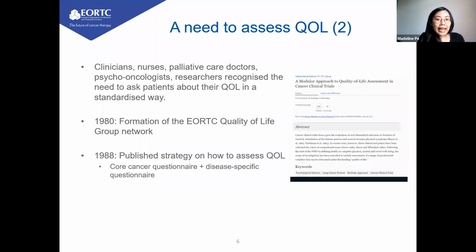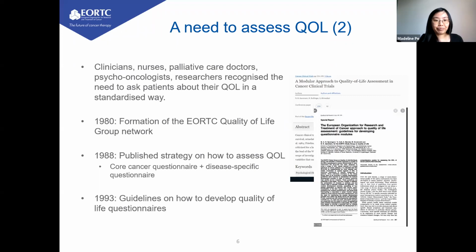Next, please. In 1988, they published their strategy on how to assess quality of life. What they realized is that they needed a generic cancer questionnaire, covering common issues that cancer patients experience, so they can compare these issues across disease sites. And then they realized they needed a disease-specific questionnaire because they wanted to measure issues relevant for a specific patient group that are not covered by the general questionnaire. This strategy has been reevaluated over the years and is still considered quite relevant today.